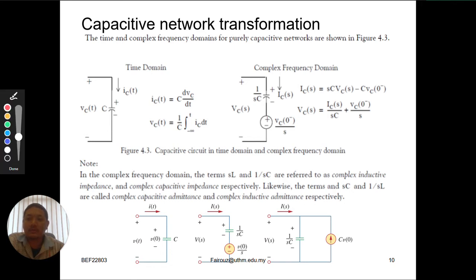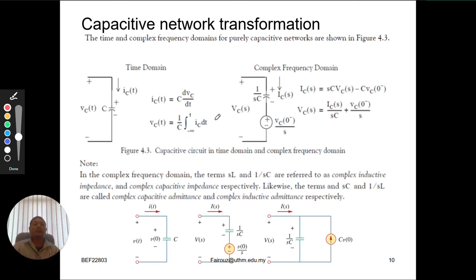All right, so you can see here that the capacitor, we have current flowing through the capacitor IC(t), we have the voltage across the capacitor VC(t), and the capacitor itself C. All right, this is in time domain, and so you can get the current of the capacitor equals to C dV over dt, or you can get the voltage of the capacitor using this equation, 1 over C integration of IC dt.